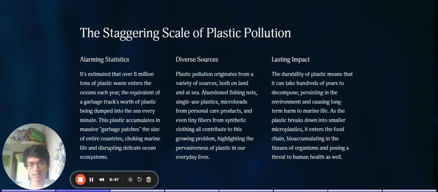So, as I said earlier, plastic is in everything, right? Even something as small as a plastic needle and something as big as a plastic drum, both of them are plastic. Once they are out of use, they will be thrown in the ocean. Microbeads, etc., highlight the pervasiveness of plastic in our everyday lives.